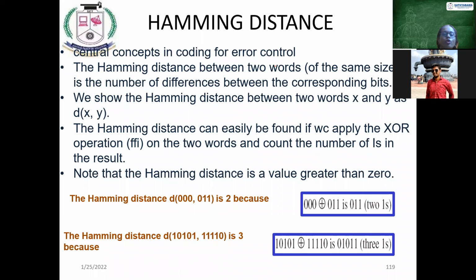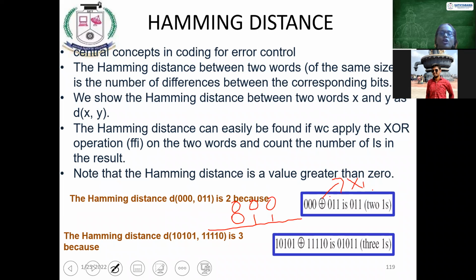We all know 0, 0, 0, 0, 0, 1, 1. Now if I have to perform the XOR operation, this is nothing but your XOR operation. If I perform the XOR of 0 and 1, what is the value? 1. 0, 1, 1. 0, 0, 0. So how many ones are there? 2 ones are there. So here we will say the Hamming distance is 2.